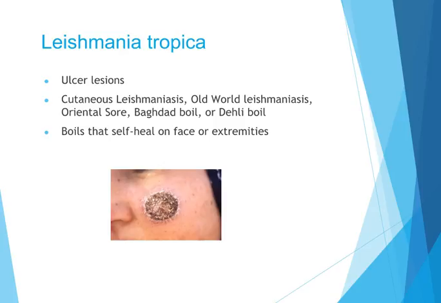Okay, Leishmania tropica. It has the same life cycle as the other 2. It causes boils on the skin, usually the face or the extremities, and a biopsy of those can be done from their sore. And the diseases are called cutaneous leishmaniasis, Old World leishmaniasis, oriental sore, Baghdad boil, or Delhi boil. And again, it looks just like the other ones.